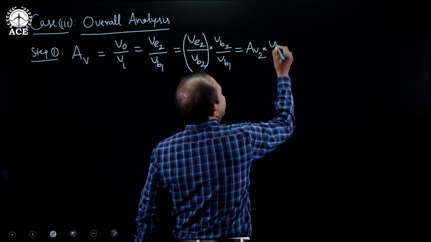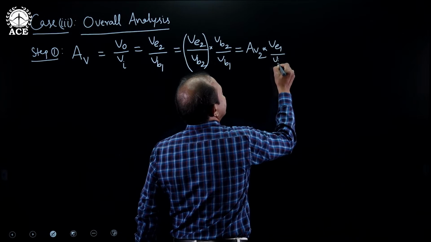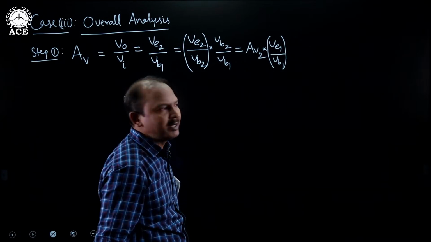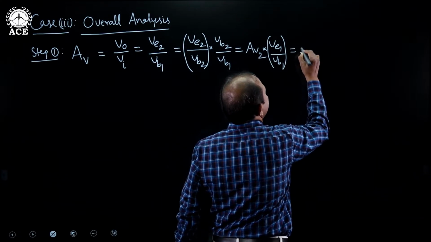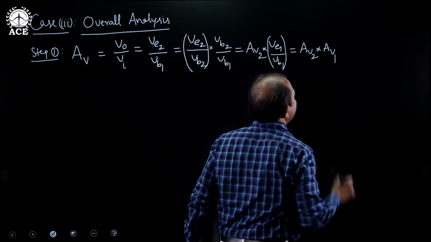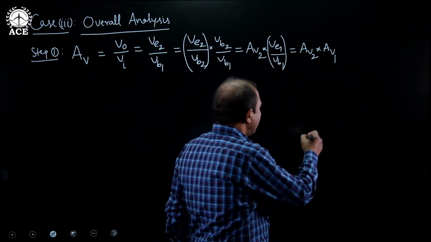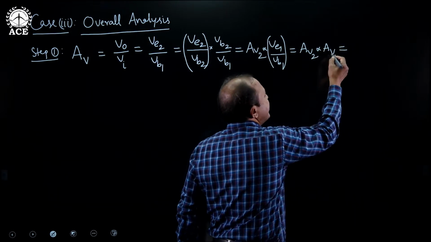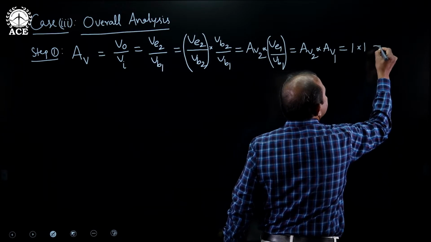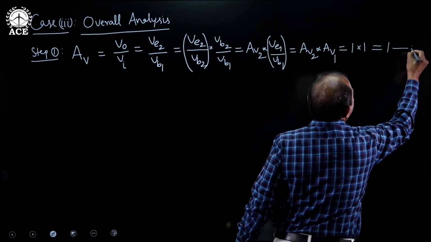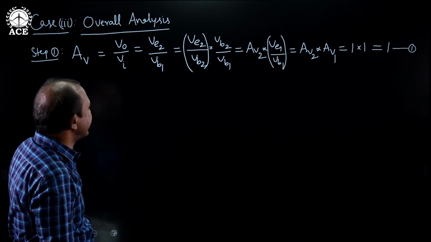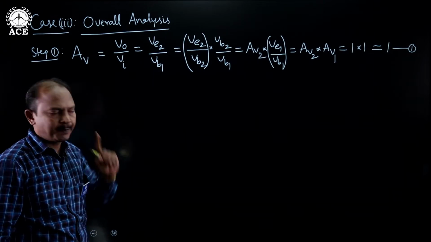This is VE1 by VB1. Good news is, we have a formula for VE1 by VB1. VE1 by VB1 is nothing but AV1. So therefore, this is AV2 into AV1. Already we got the equations for AV2 and AV1. We know AV2 is 1, AV1 is also 1. So this is now approximately equal to 1. This is the overall voltage gain in Darlington pair amplifier. Overall voltage gain in Darlington pair amplifier is approximately equal to 1.